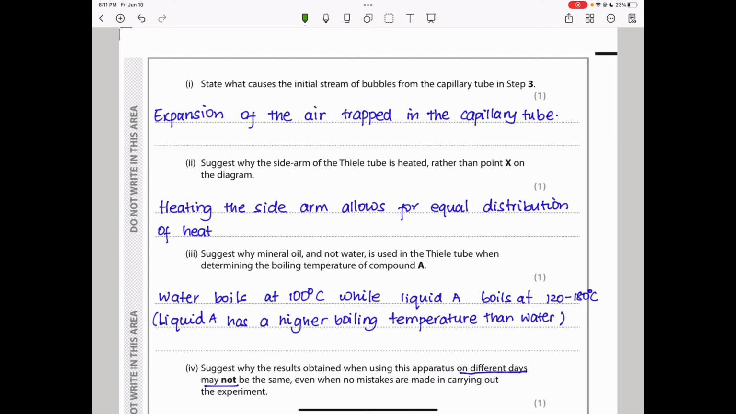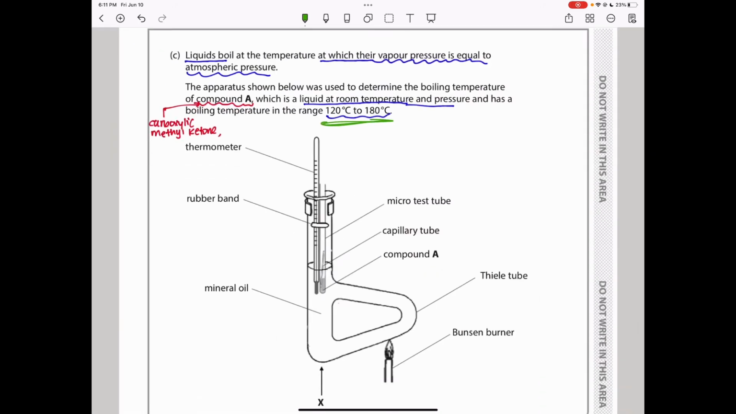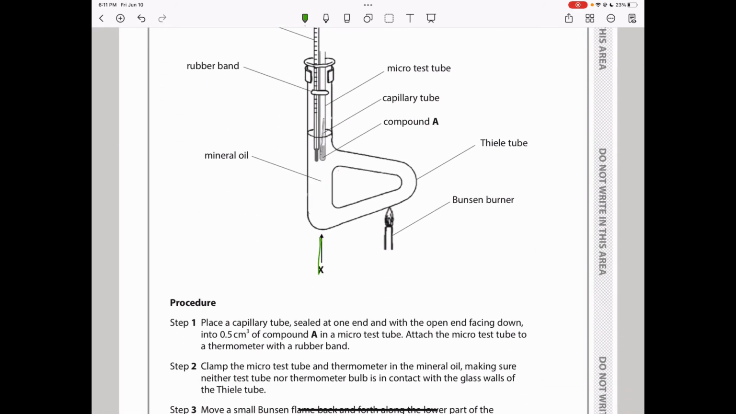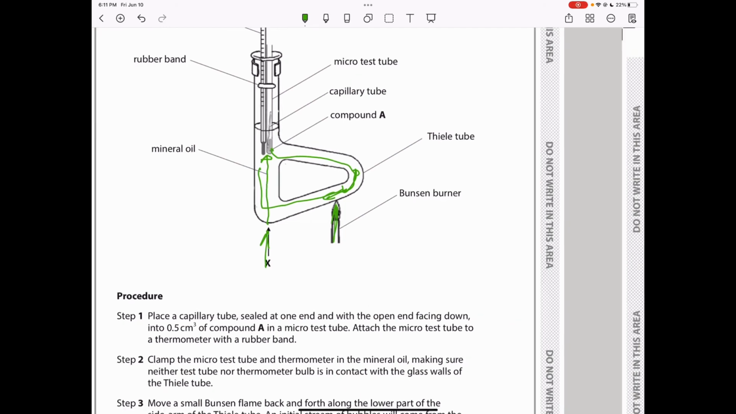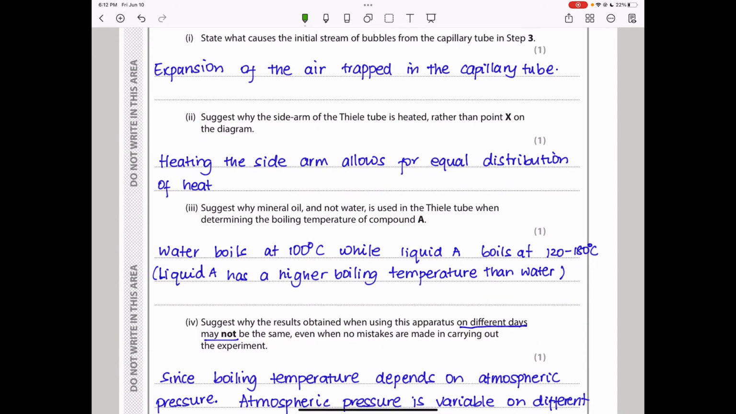Part B suggests why the side arm of the fuel tube is heated rather than point X on the diagram. Taking you back here, heating at point X will direct heat towards the thermometer, and therefore we're going to detect a false temperature. However, when we heat here, it allows heat to be evenly distributed before it's detected by the thermometer from both sides, that way as well as this way. So it means we are going to be detecting accurate temperature. So even distribution of heat is going to be allowed.